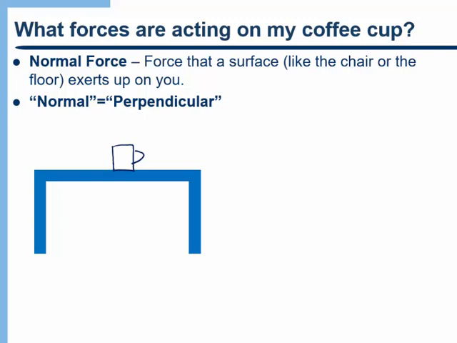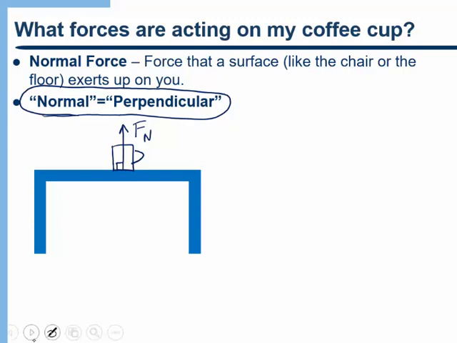That's the normal force. The reason we call the force that a surface exerts a normal force comes from mathematics. In math, we use the word normal to mean perpendicular. What we're talking about here then is that the force that the table exerts up on my cup, which we're going to write as F subscript n for normal force, is perpendicular to the surface. So that's why we call it the normal force.